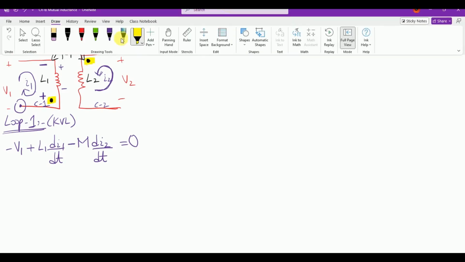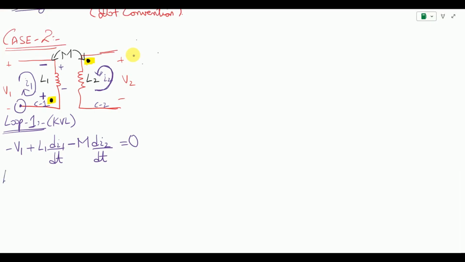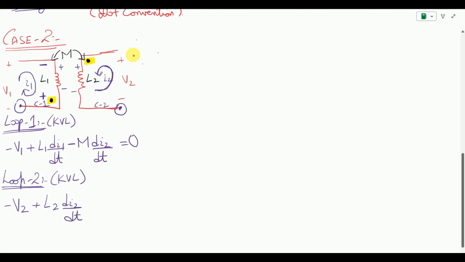So now let us write the equation for the second loop, loop number 2. KVL obviously. So now let us look at the circuit on the right side. Let us start from anywhere. This is my, let's say, node. So the equation will be minus V2. We know the current enters from the positive, leaves from the negative. So it is going to be plus L2 di2 by dt. And now I am going to write the mutual effect coming from L1 into L2. So it is going to be M di1 by dt equals 0.